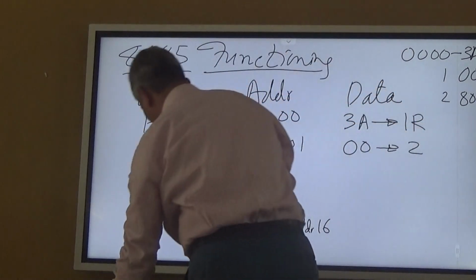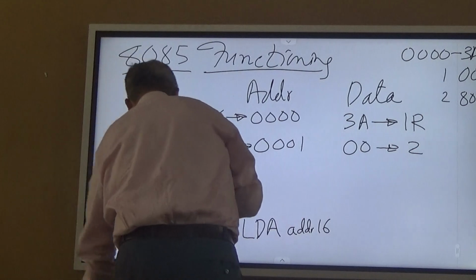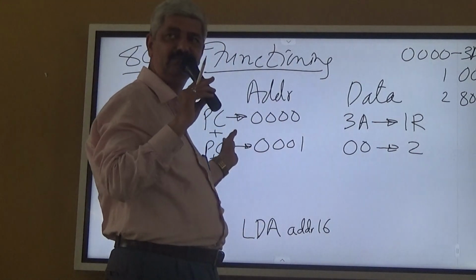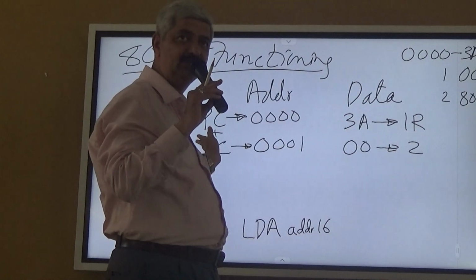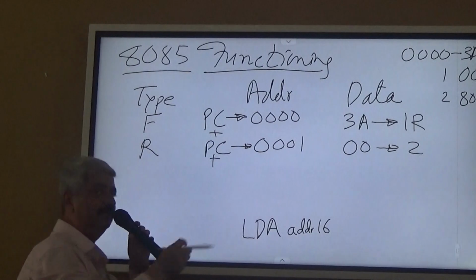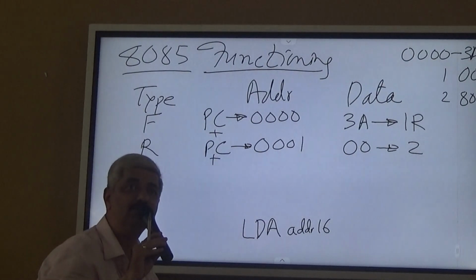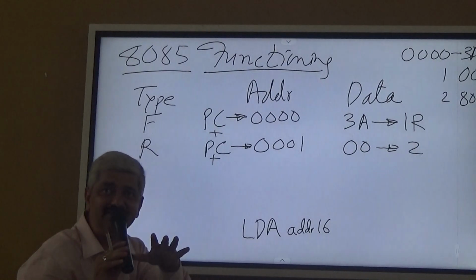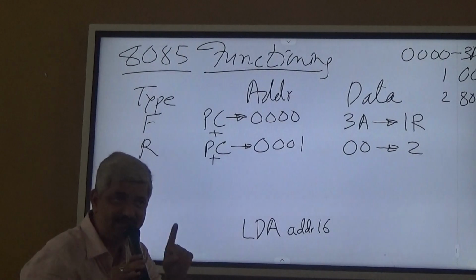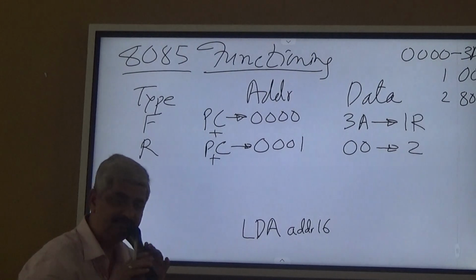Then what should happen next? What should be the next cycle? At least now you must be able to tell. If you are not able to tell, then there is no point of my exhaustive discussion. What should be the next cycle? Whether the instruction reading is complete? Yes or no? Not complete. So what should be done now? What should the next cycle be? Read or write? Read.